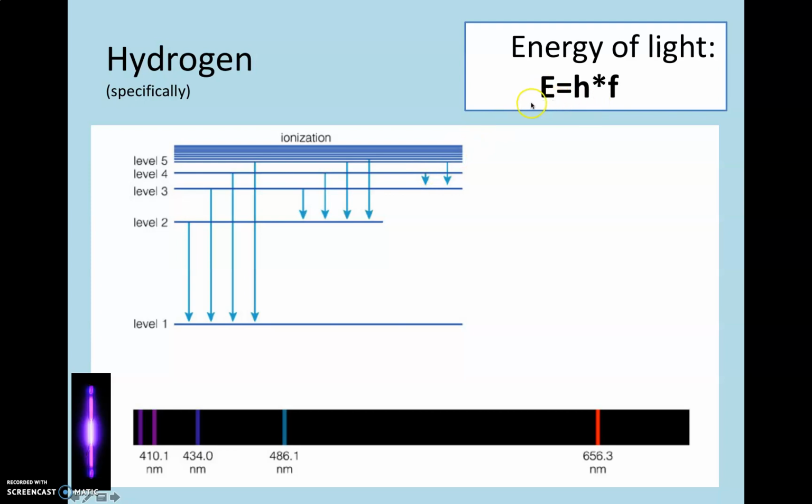So there's this way to find the energy of a specific frequency of a photon. If you have a photon's frequency or wavelength, because you can switch between the two, you can multiply it by this constant h.